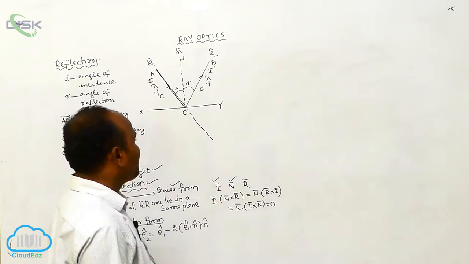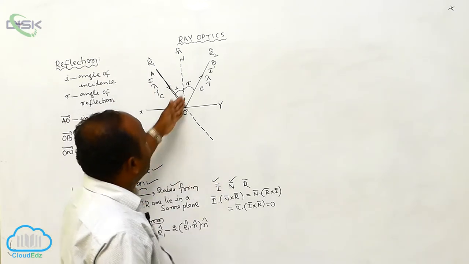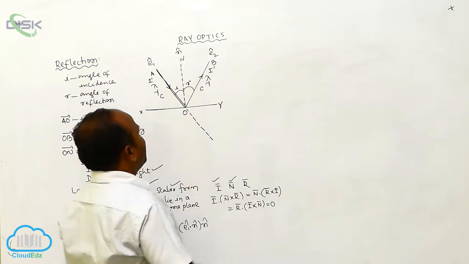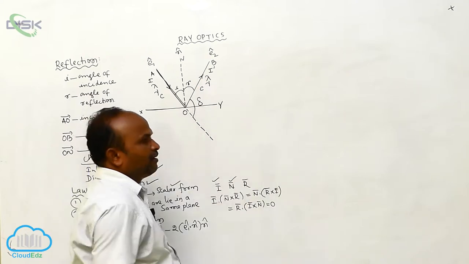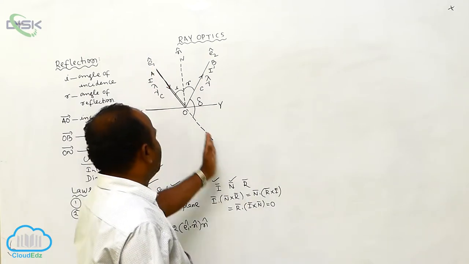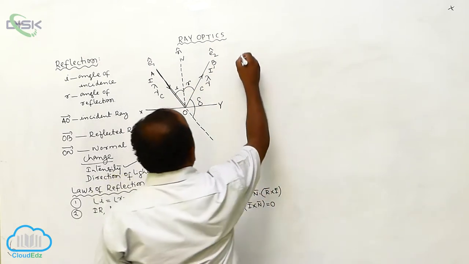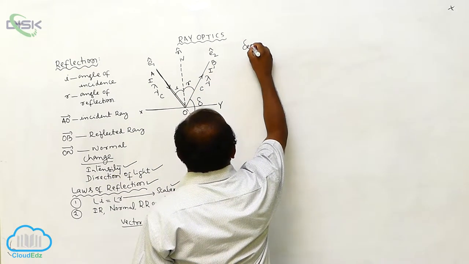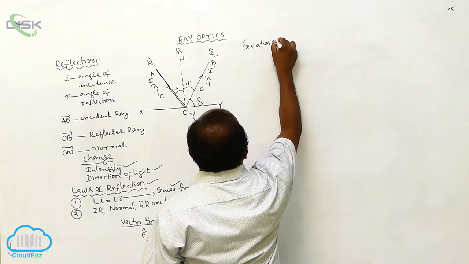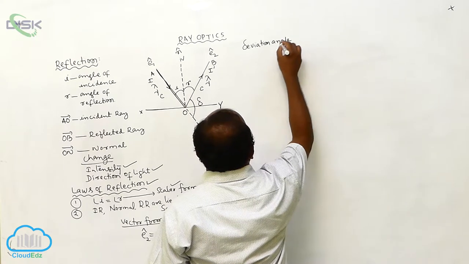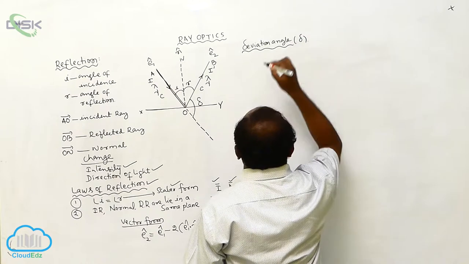Next one. Here this is called the incident ray, and this is called the reflected ray. The angle between the incident ray and the reflected ray is called the deviation angle. That deviation angle is represented by delta.